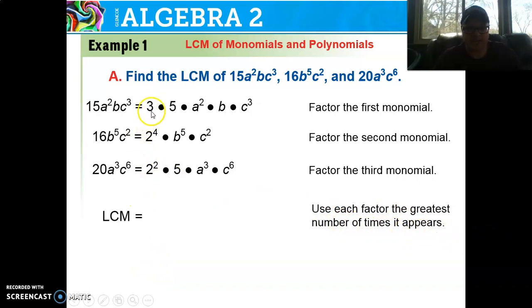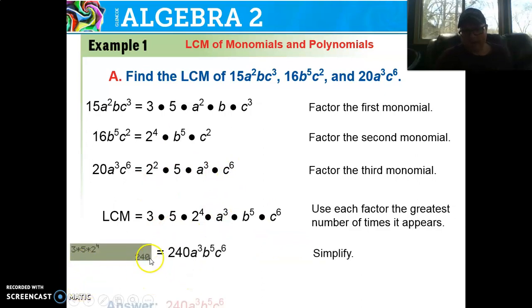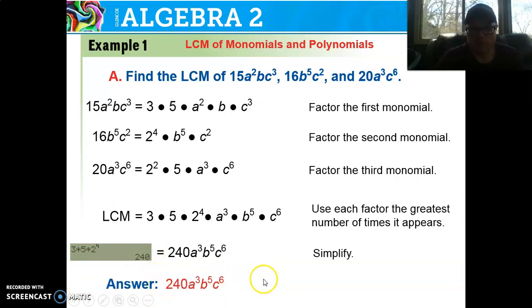So if you'll see, are there any other 3's? Nope, so we'll put a 3 down here. What's the biggest power of 2? 2 to the fourth, there's only one 5. What's the biggest a? A to the third. What's the biggest b? B to the fifth. And what's the biggest c? C to the sixth. So the least common multiple, if I multiply 3 times 5 times 2 to the fourth, is 240. So my least common multiple would be 240, a to the third, b to the fifth, and c to the sixth.